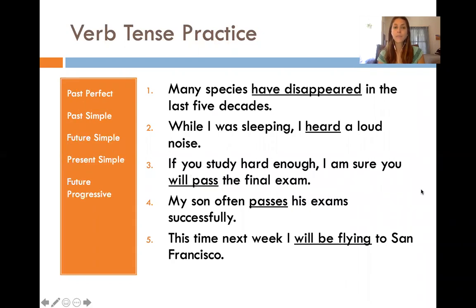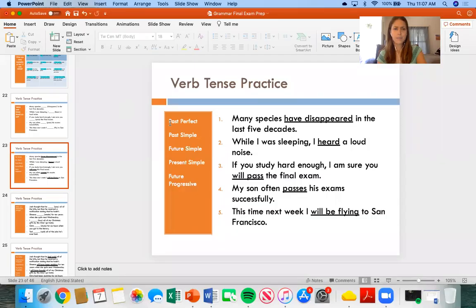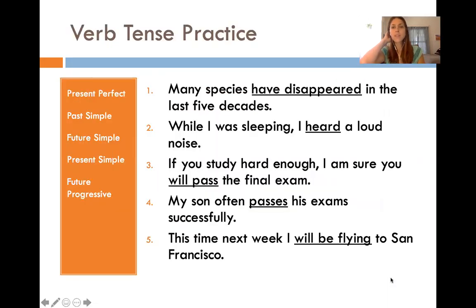Okay, so at this point, you should have filled in the 5 verb tenses, and let's talk about the correct answers. So for number 1, it's have disappeared. Many species have disappeared in the last 5 decades. Have disappeared is the present perfect, okay? Because we're talking about something that happened in the past up until now, and we don't really know when. It's somewhere in the last 5 decades, but we don't have a specific time period. So you say many species have disappeared in the past 5 decades.